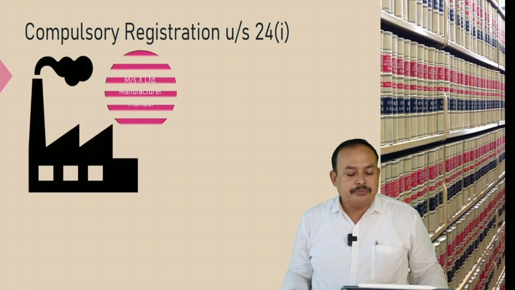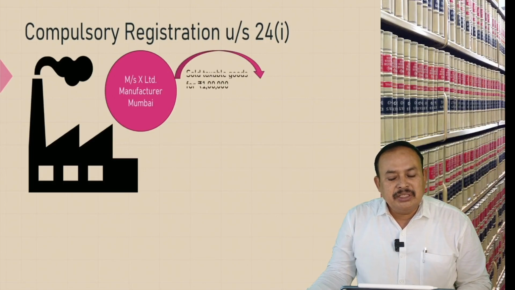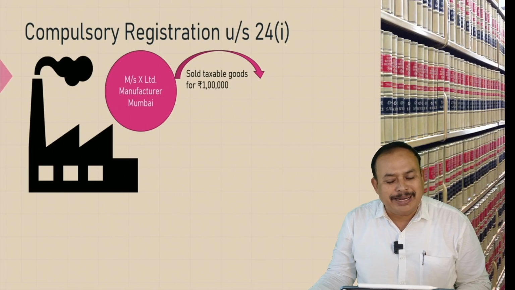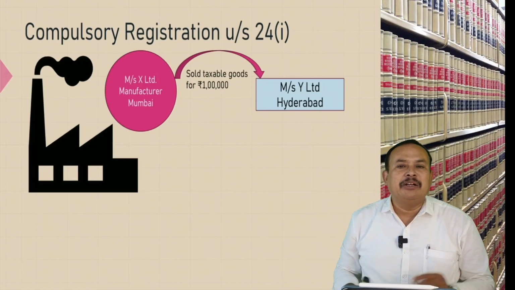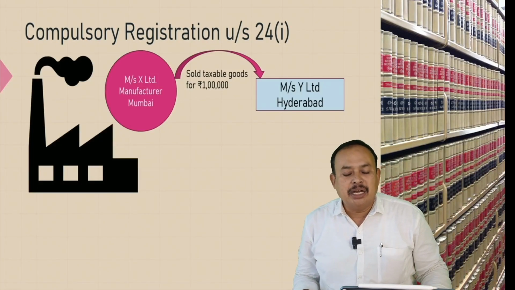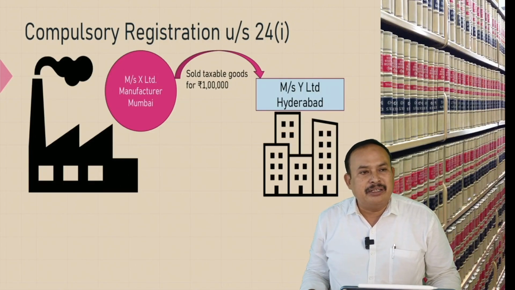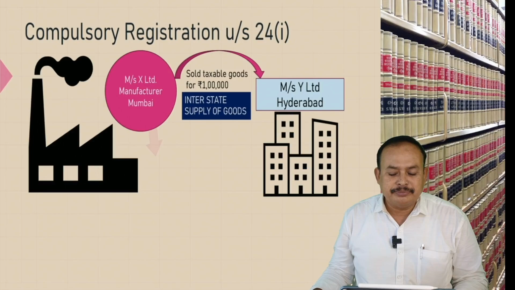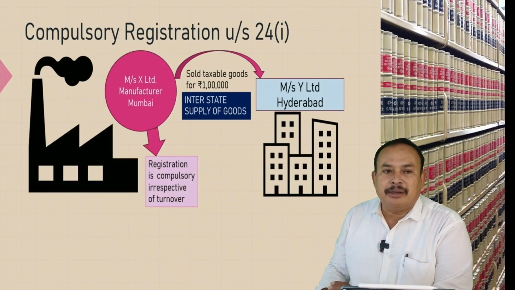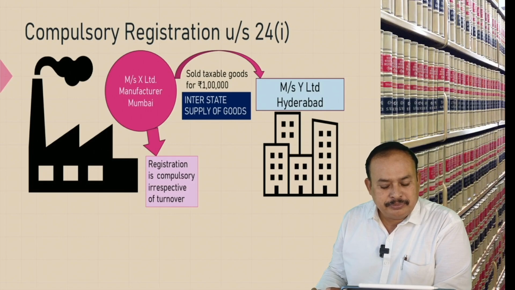Look here. X Limited, manufacturer in Mumbai, sold taxable goods for rupees 1 lakh to X Limited Hyderabad. Intrastate supply or interstate supply? Fast, quickly. Interstate. Liable to pay IGST. If so, for X Limited, registration is compulsory. There you are. Is it clear? Got it? Shall I proceed? Further.